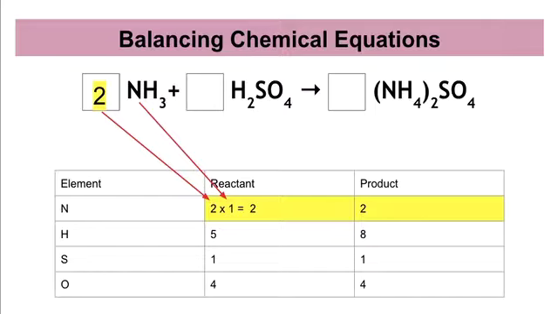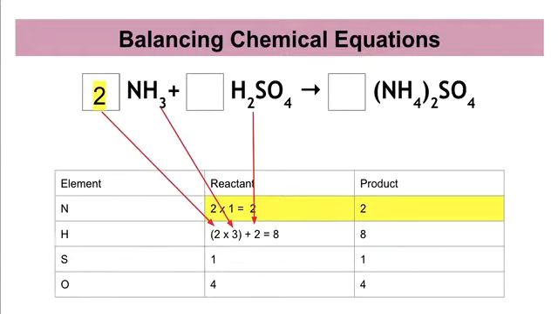However, the second I do that, I'm going to mess around with my hydrogens. So, I now have that same coefficient, which has given me 2 times 3 hydrogens is 6. And when I add that to the 2 hydrogens that are in H2SO4, I actually have 8 hydrogens. Turns out I have now balanced this equation.